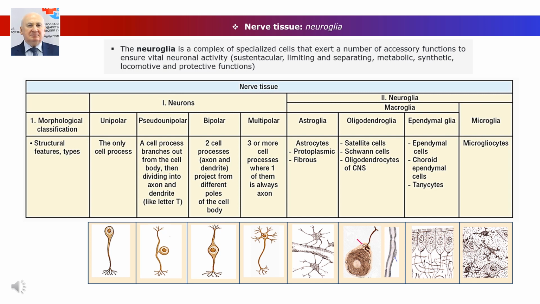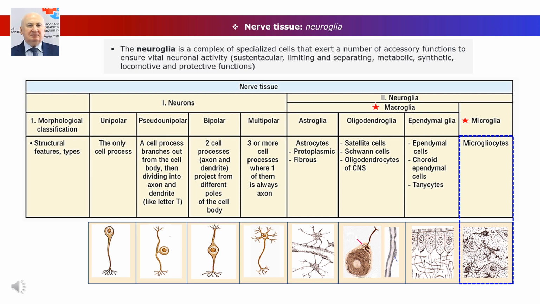The neuroglia is a complex of specialized cells that exert a number of accessory functions to ensure vital neuronal activity. The main functions of neuroglia include sustentacular, limiting and separating, metabolic, synthetic, locomotive, and protective functions. The number of glial cells is much greater than the number of neurons. The neuroglia is classified into macroglia and microglia, or glial macrophages.